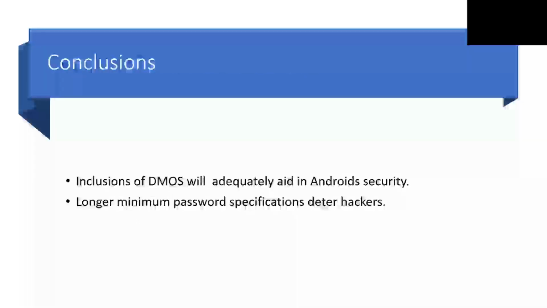So to conclude, the inclusion of DMoSs will adequately aid in Android security because it would put a new firewall in front of every single file and folder for the hacker to then have to get through after that. So they would have to know exactly what they're going for and exactly where to look. And longer minimum password specifications would easily deter hackers because they just wouldn't be able to do it. They wouldn't have the time to do it. They wouldn't have the computing power to do it. So yeah, pretty much all I can give you.